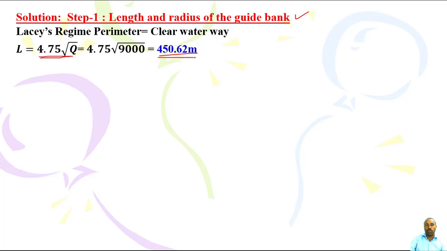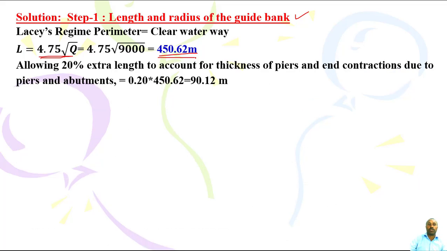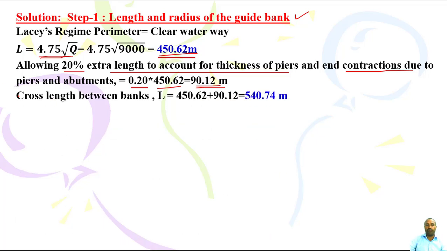So this is the clear waterway length before the structure, and allowing 20% extra length to account for thickness of piers and end contractions. So you will add 20%. So 20% or 0.2 times this clear waterway length, it will give you 90.12. Then you have cross length. Cross length between the banks will be the initial length you get here, 450, plus 20% of this one, you get this one. So this is the cross length between the banks.